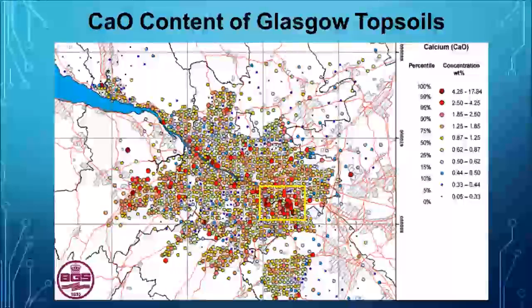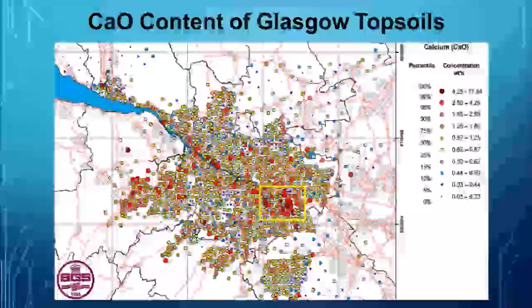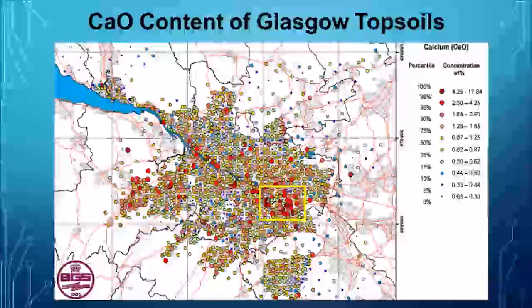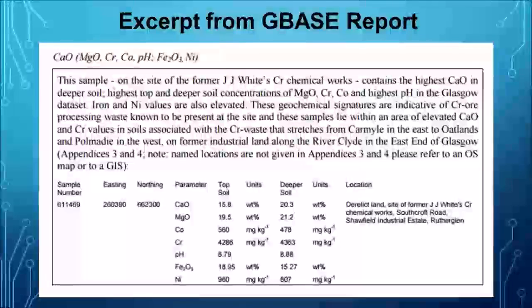Now, I said that could be used as a marker for industrial contamination. Well, here's an excerpt from the report for each site. So this is showing the major element here, the calcium oxide, and the other things that were also elevated at that particular site. And this one was from the former chromium chemical works. So we have up to about 20% by weight, even in the deeper sections, being calcium oxide, and you can see similar elevated values for magnesium.